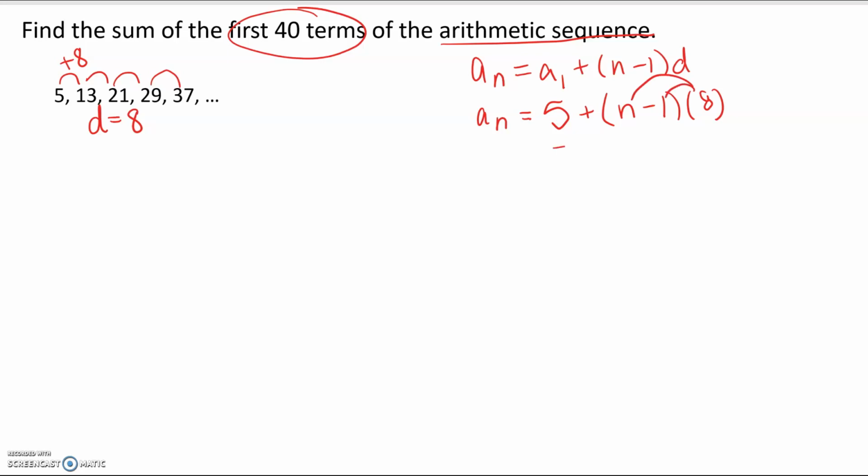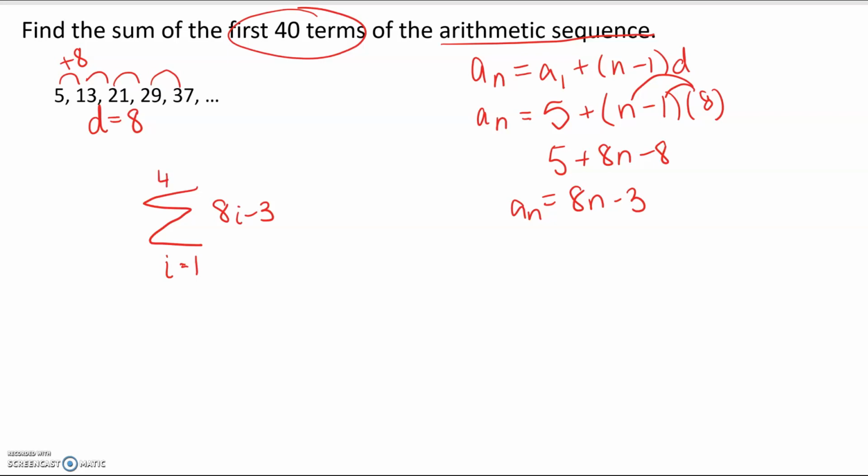Okay, I'm going to distribute that, so I have 5 plus 8n minus 8, and when I simplify, I get 8n minus 3. Now remember, when we write it in summation notation, I write it with an i instead for our index. So I'm going to write that 8i minus 3. I'm starting at my first term, and I'm going 40 terms in. We know that our first term is 5, and we need to figure out what our 40th term is. That's 8 times 40 minus 3, which is 317.